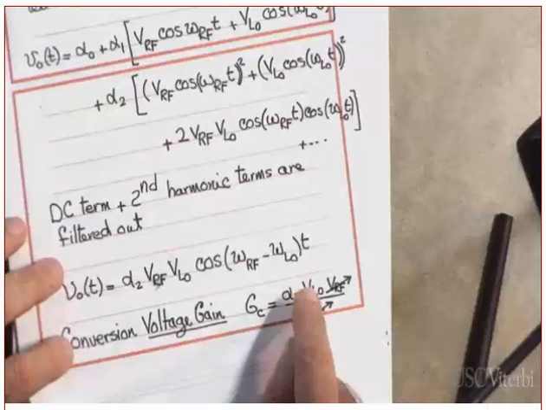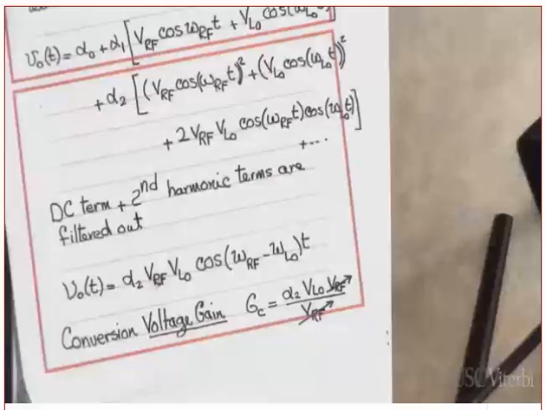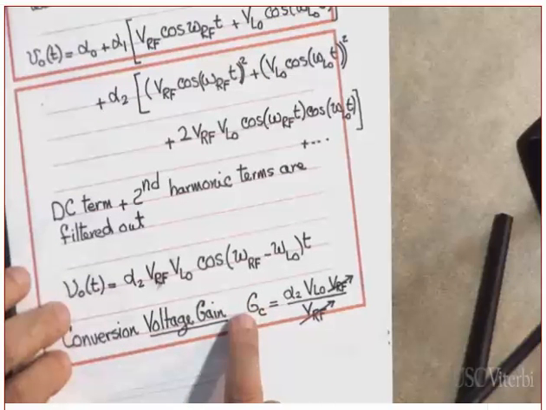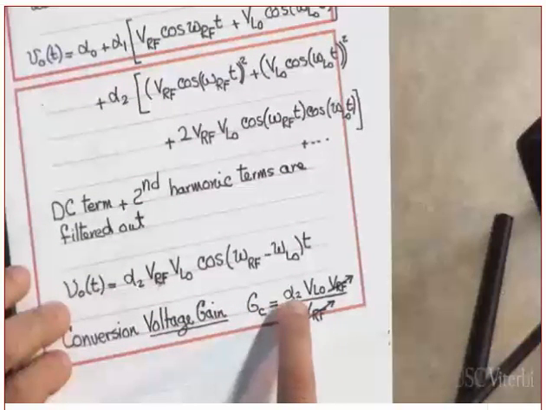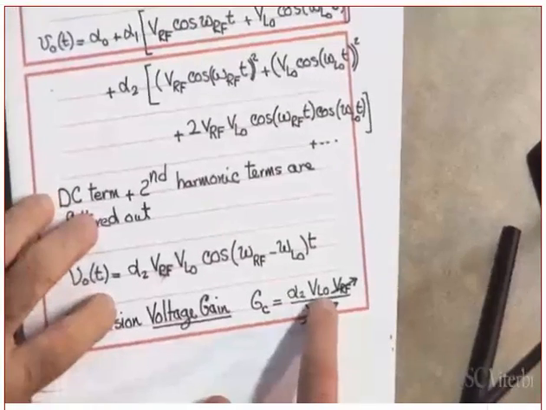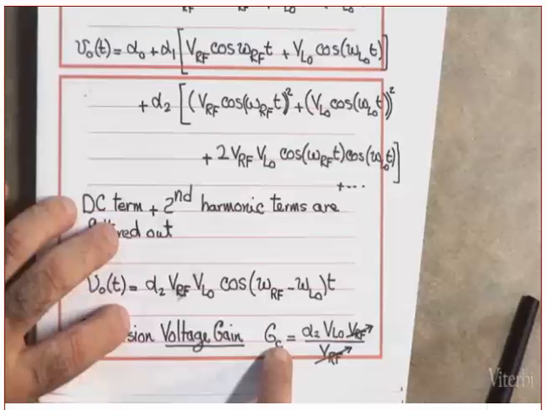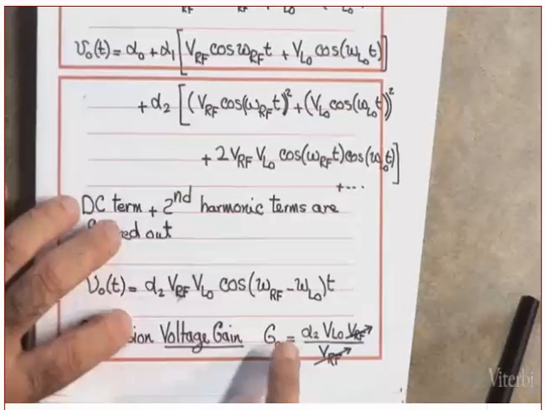Notice, by the way, whether you take the RMS or the peak, it doesn't matter. Do you agree? Because each one of them will be divided by the square root of 2. So GC equals alpha 2 times VLO. One more time: if you make VLO high, that will increase the conversion gain.